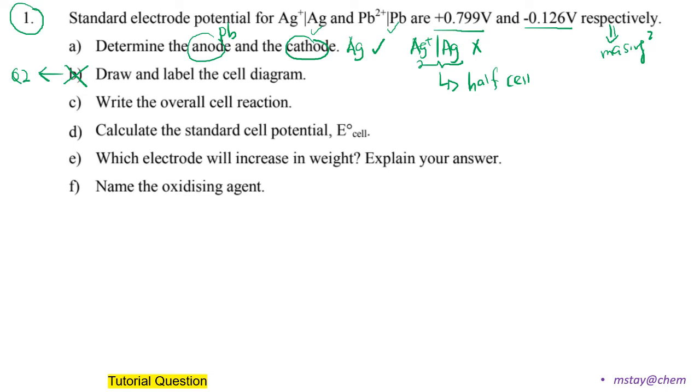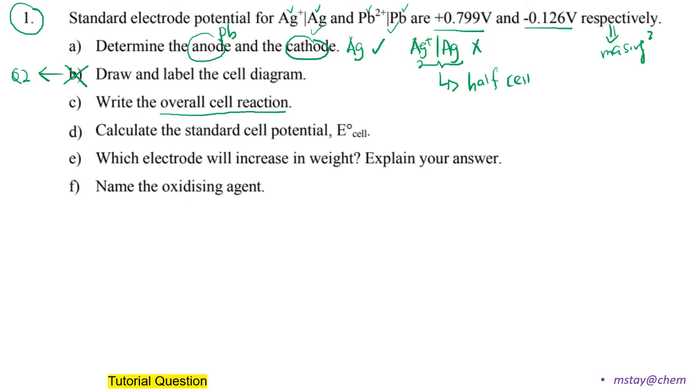Only the label for the cathode is the lead, and then the solution is Pb2+. For the anode, it is Pb and Pb2+, while the cathode is silver and the solution containing Ag+. So write the overall cell reaction. That means it seems like the chemical equation.